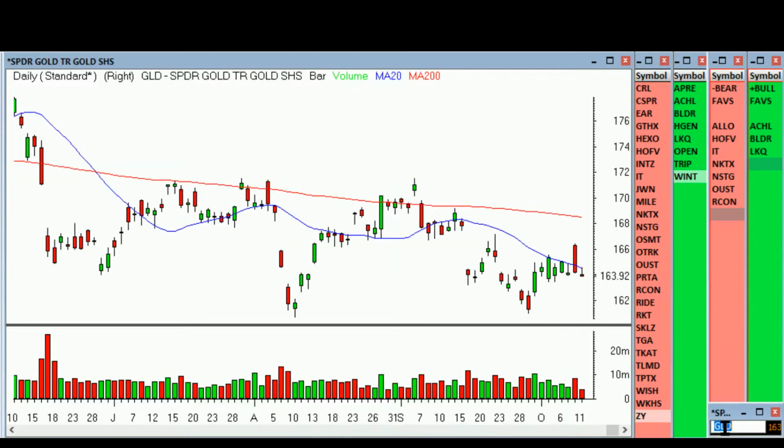Gold doesn't look good at all, unfortunately, because I do have some. I invested in gold several years ago, but not GLD, the actual gold. So, but it does not look good. I wish it was otherwise, but it does not look good.